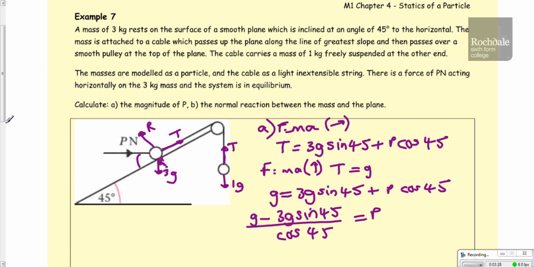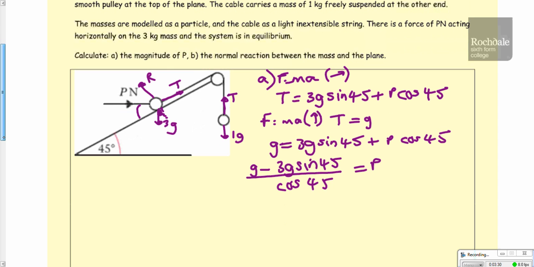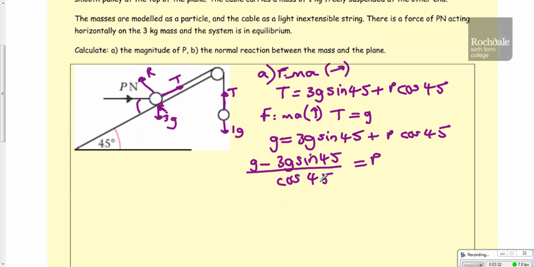So I've done 2 steps in one there, so just check that you follow that particular step, and when you type that into your calculator, P works out to be 16 newtons to 2 significant figures, but keep the full value in your calculator just in case we need it in the second part of the question. So that's part A. We've worked out the magnitude of P, which is basically just the size of P.